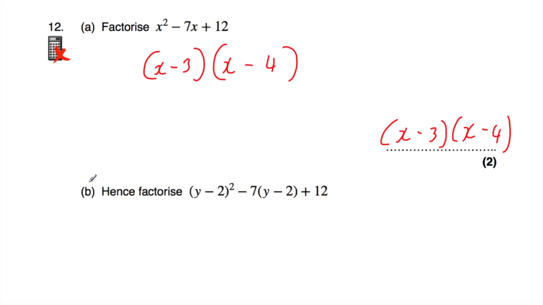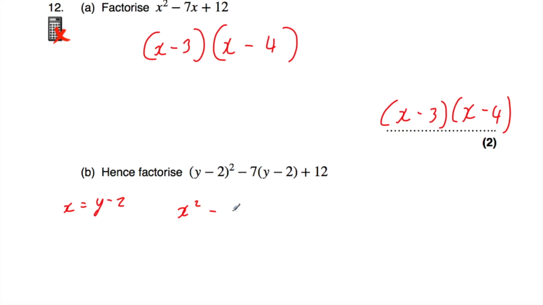And then part B says hence factorise (y minus 2) squared minus 7(y minus 2) plus 12. So we'll replace the x's with y minus 2. If we factorise x squared minus 7x plus 12, that would be equal to, and we've done this already, (x minus 3)(x minus 4). And then we just need to replace the x's with y minus 2.